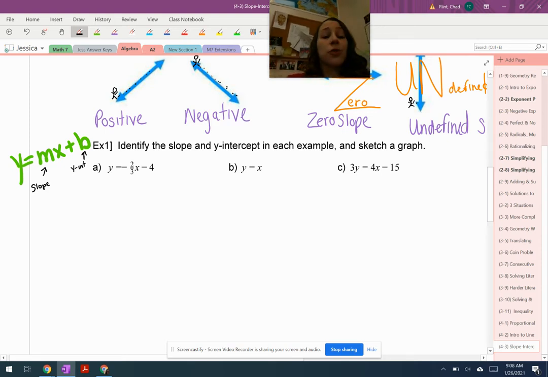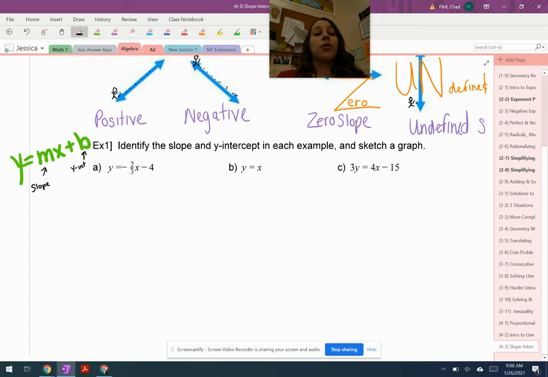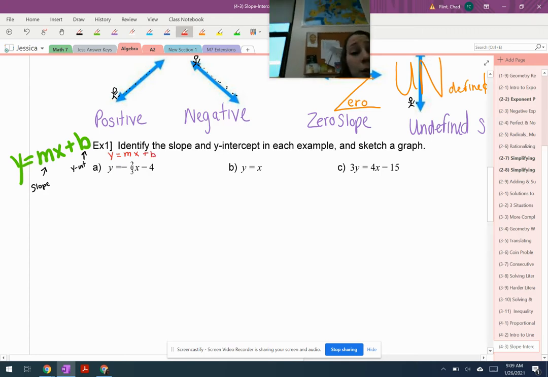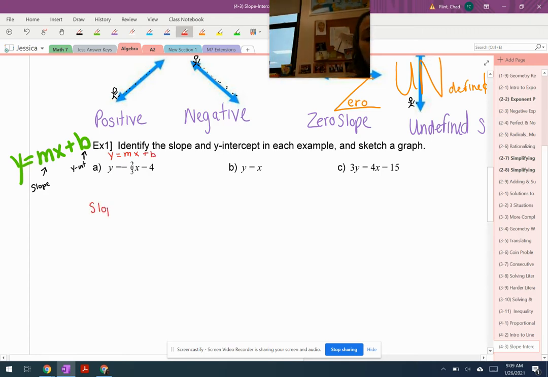So notice the slope is next to which letter? The slope is always going to be next to the x, but the x is not included in the slope. So yes, the slope is next to the x, but you do not write the x down when you're talking about the slope because the x is not the slope, it's the m. So in this first example, and maybe it's helpful to write the equation above each piece, y equals mx plus b. So here, my slope would be equal to that negative 2/3.